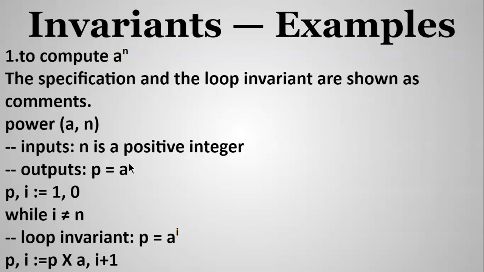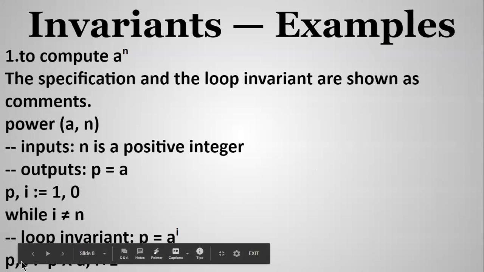You understand that n is missing here? P is equal to A to the power of n. Okay, and what is the action I'm going to do? P comma I is equal to P is equal to P asterisk A and I is equal to I plus 1.